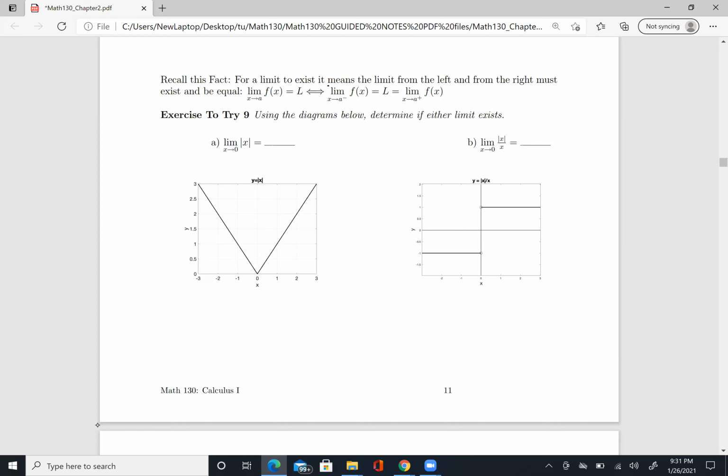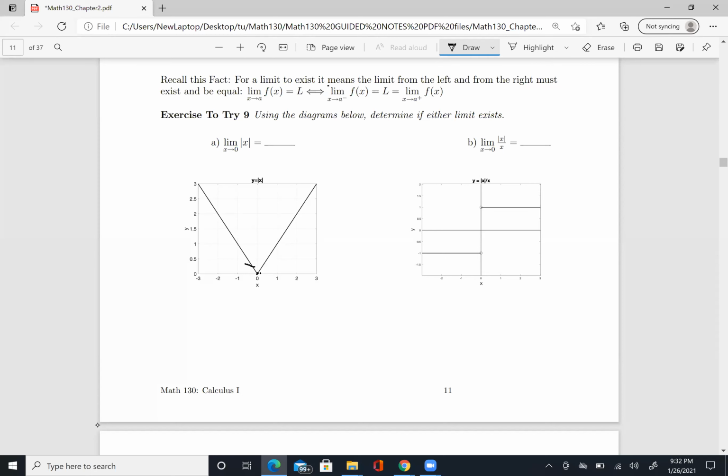So for the limit of the absolute value of x when x goes to 0, if you see from the graph over here, here is the point x equals 0, right? To find the limit of |x| when x goes to 0 from the left-hand side, let's see what happens. The graph tries to reach this point. What is that value? Okay, let's see. Oh, the value is equal to 0.